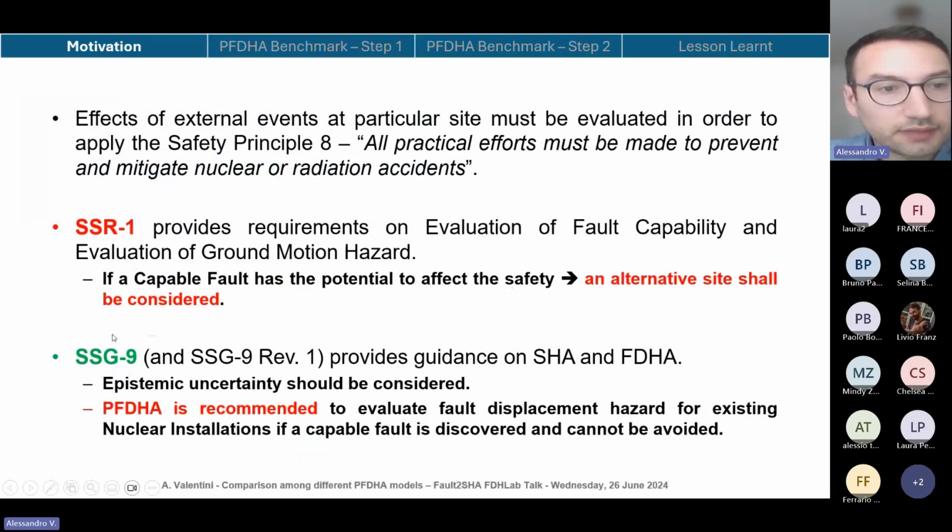In addition, the safety guide number 9 provides guidance on seismic hazard assessment and fault displacement hazard assessment. In particular, it says that PFDHA is recommended to evaluate fault displacement hazard for an existing nuclear installation if a capable fault is discovered and cannot be avoided.